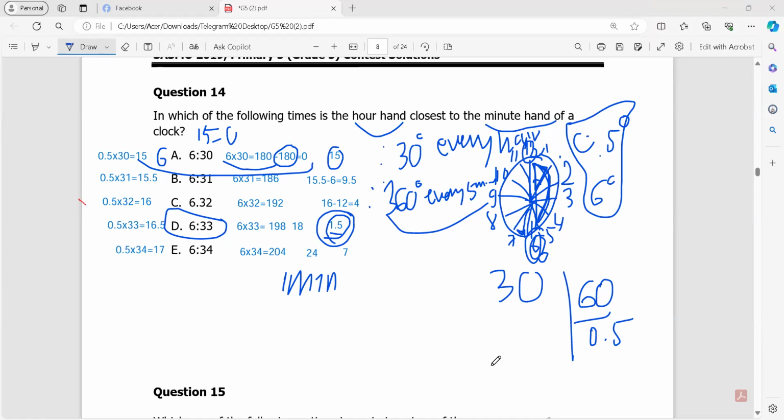Where do you, how do you find the degree, like for the minute hand it goes for like 5 degrees. How do you find that answer?